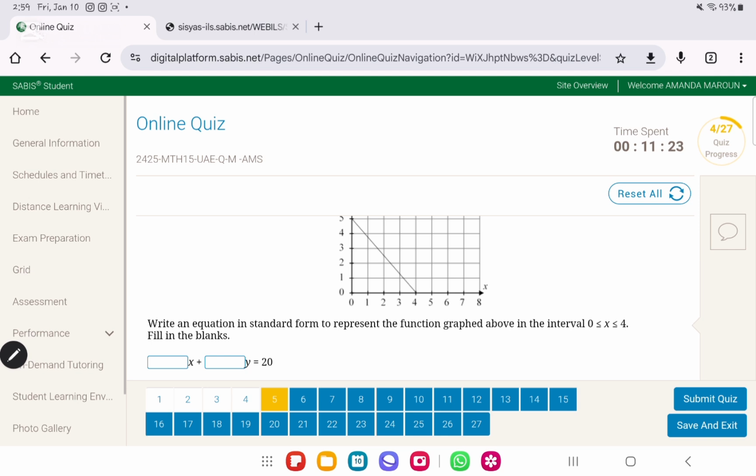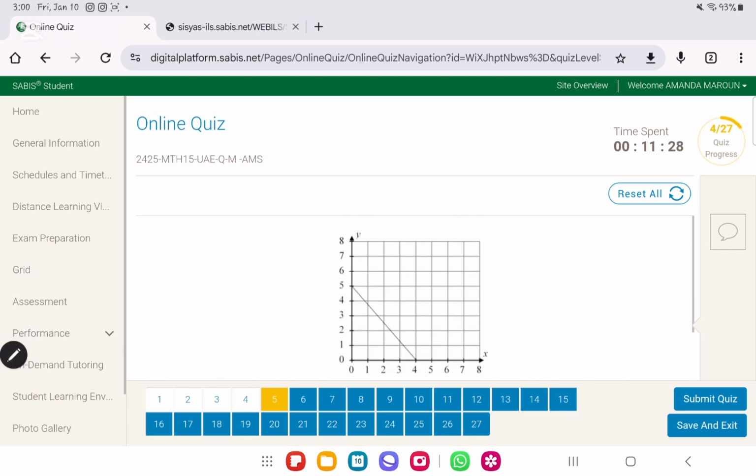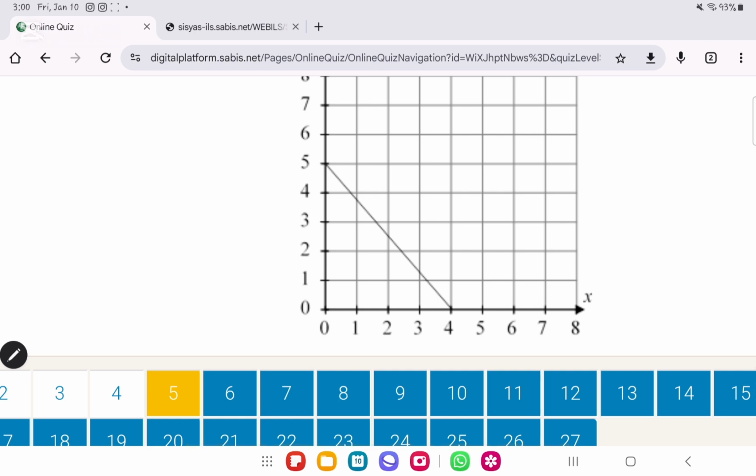Here they are asking us to write an equation in standard form to represent the function graphed above. So what we're going to do very simply is take the basic equation of any line, which is y is equal to mx plus b, okay? Or ax plus b, however you remember it. And we're going to take 2 points. I prefer to choose these 2 points because they are very accurate. So here it is (4, 0), and over here it is (0, 5).